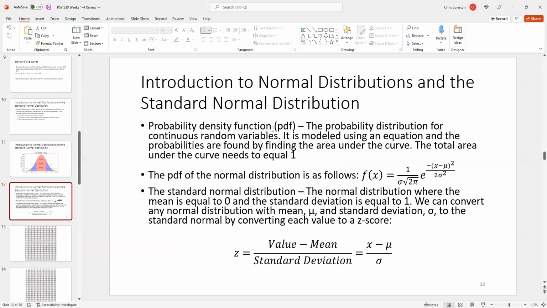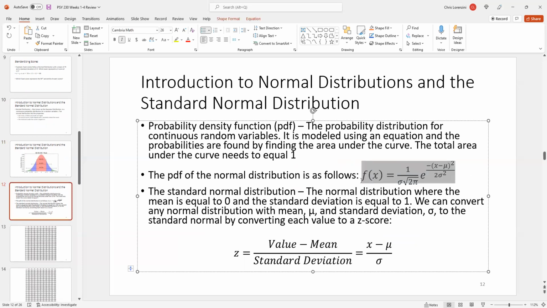Again, this is a probability density function. Here's that density function. This is the function we use to graph it. We don't need to be too concerned with that. But one of the things we do need to know is that there are an infinite number of normal distributions. All depends on a mean and a standard deviation. And then it just kind of gets plugged into this and gives us that form.